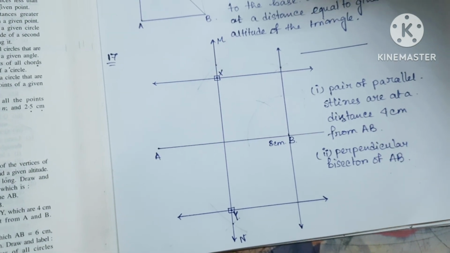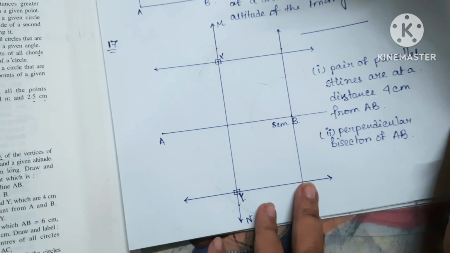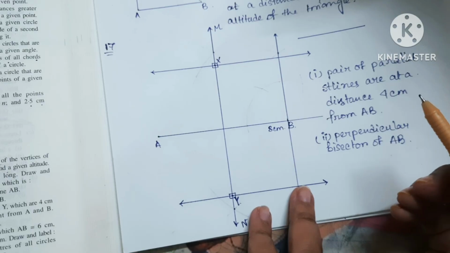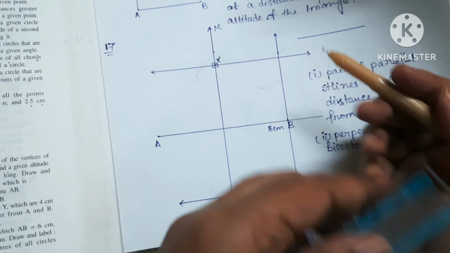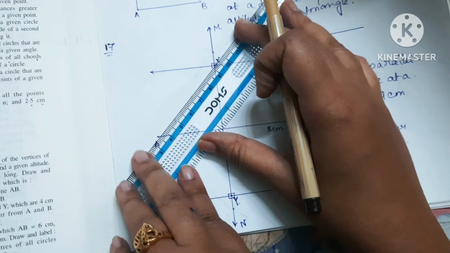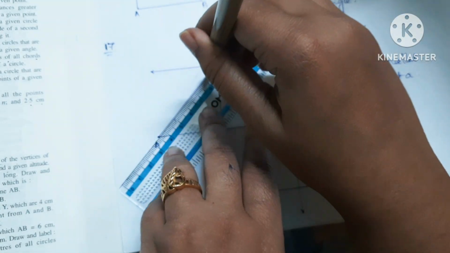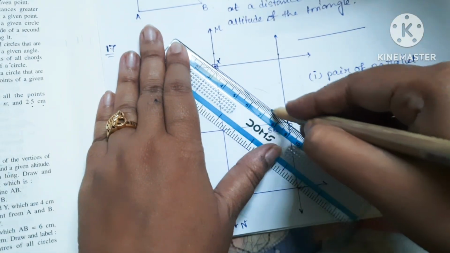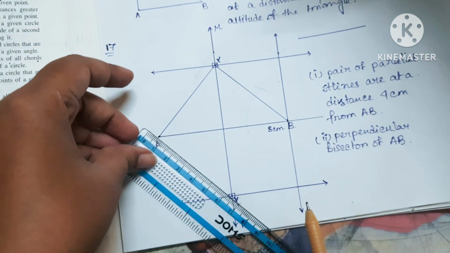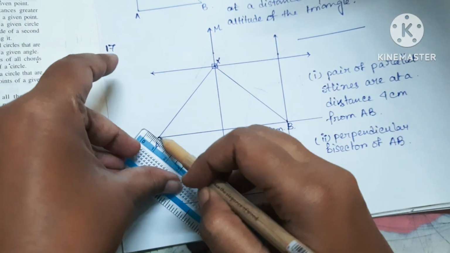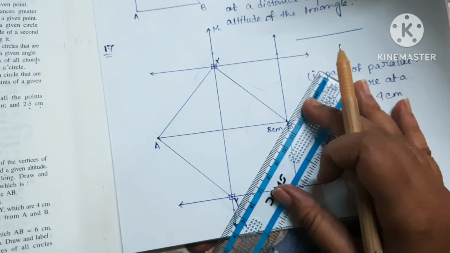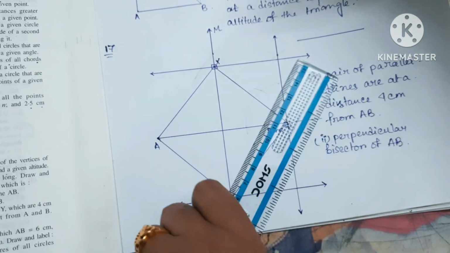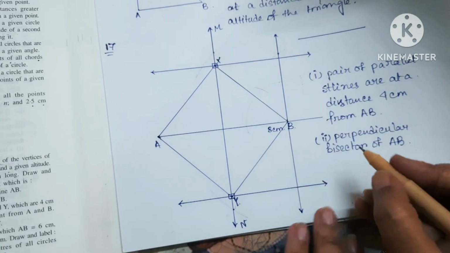Now X and Y, see the question: mark the 2 points X and Y which are 4 centimeter from AB and equidistant from A and B. So these two are those points, and if you join AX, XB, AY and YB, then AXBY will be a square.